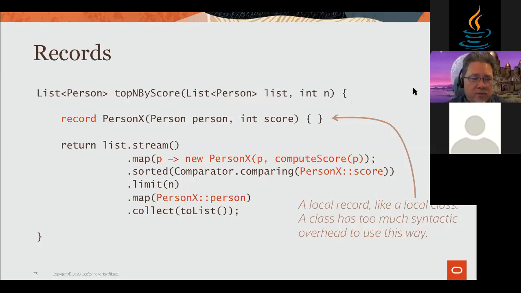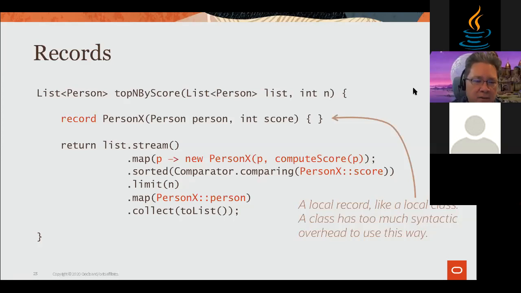So now we run through this, and we have our stream of persons. We create our new aggregate containing the person and the person's score, sort by the score, limit the number of elements in the pipeline, and then from our person record, we extract the person and collect those into a list. I think this is a really interesting use case for records because it gives you something very concise to use, kind of like tuples, except that the fields have names instead of first, second, left, right, A, B, or whatever. So I think that's a really interesting example for using records.